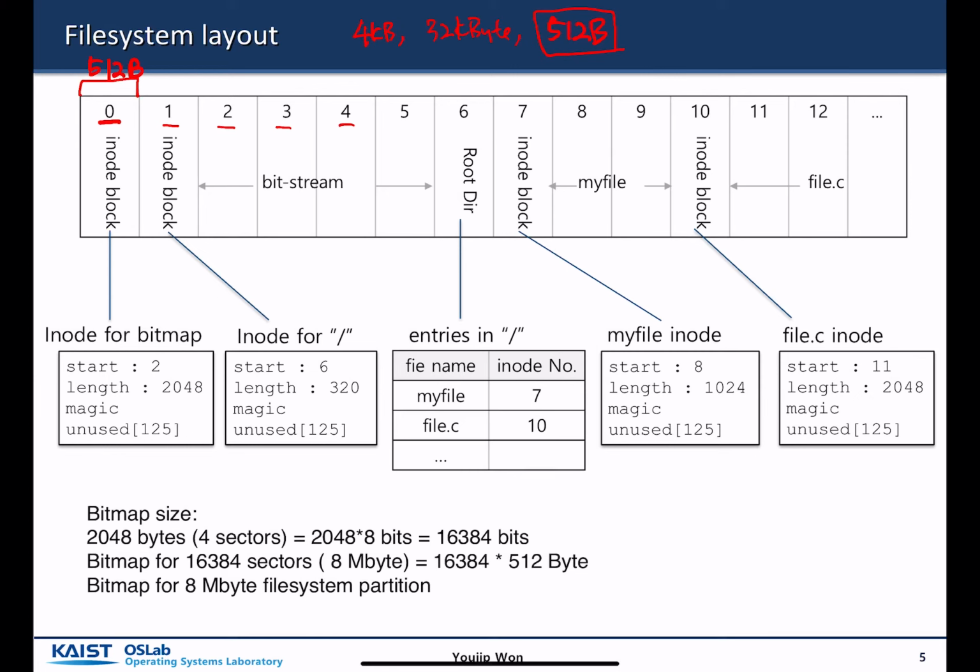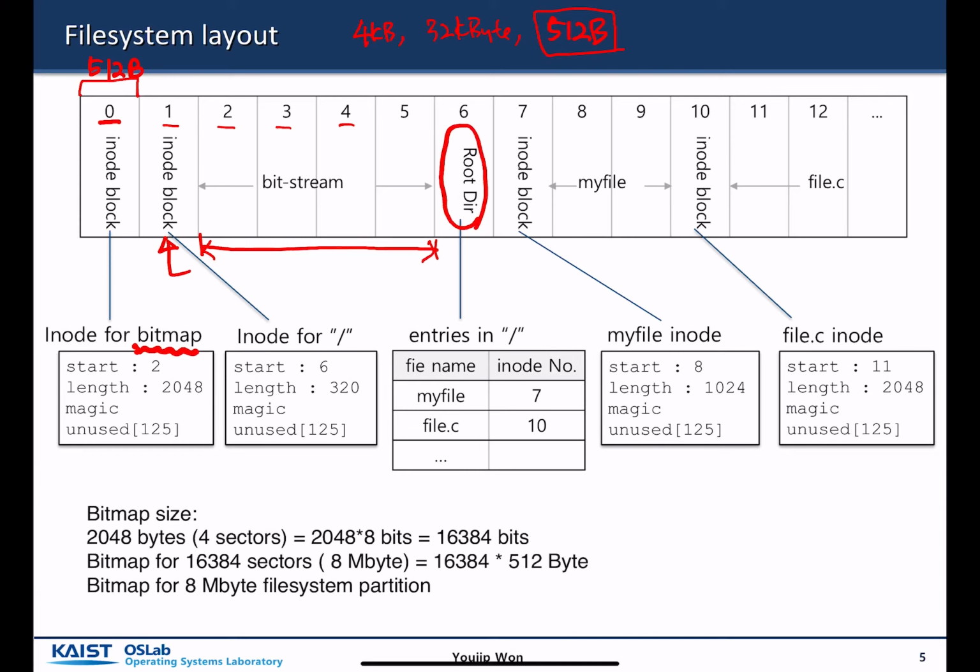This is a basic sample layout of the file system in Pintos. In the first block, there is an inode for the bitmap. A bitmap is a data structure which determines whether each block is being used or not. The second block is occupied by the inode for the root directory. Then there come 4 blocks representing the bitmap for this file system partition, and then the root directory. Of course, I'm going to explain each of these data structures in detail as we go on.